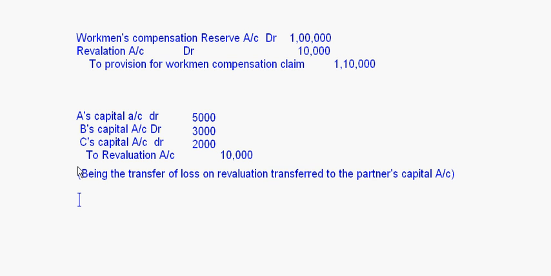So we looked at two cases earlier, in which one was a normal one in which nothing is given. The second one was when a claim was given but the amount of claim was less than the Workmen's compensation reserve. Now this is the case when the amount of claim is more than the Workmen compensation reserve, right? Okay. Now the next item that we have to see is the investment fluctuation reserve.